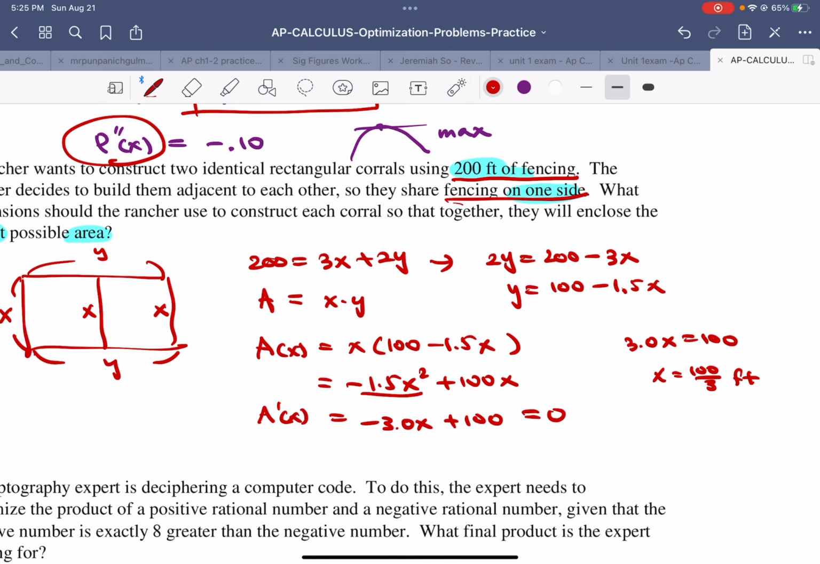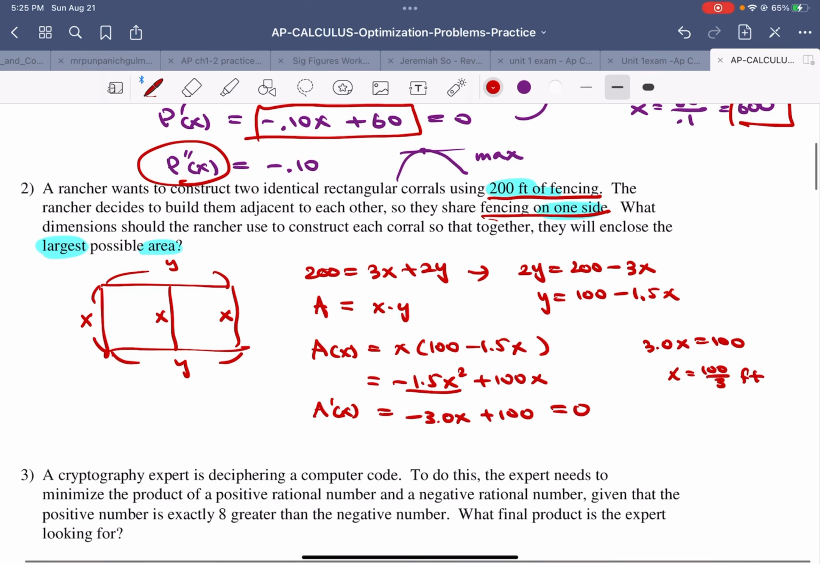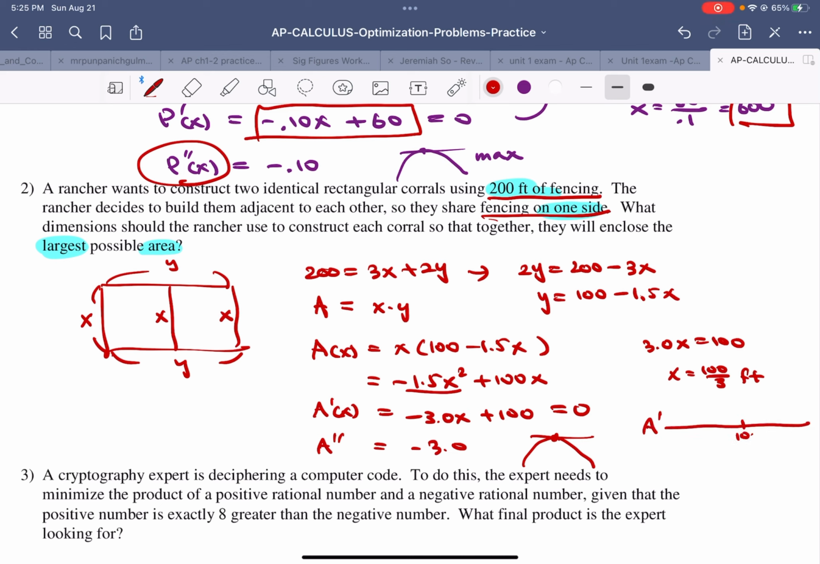Okay, but you need to show that this one actually makes the largest area. So you can also do the second derivative test. That's a negative 3.0. The second derivative is negative, which means it's always concave down. So that one point is a max. Or you can do the first derivative test at 100 over 3.